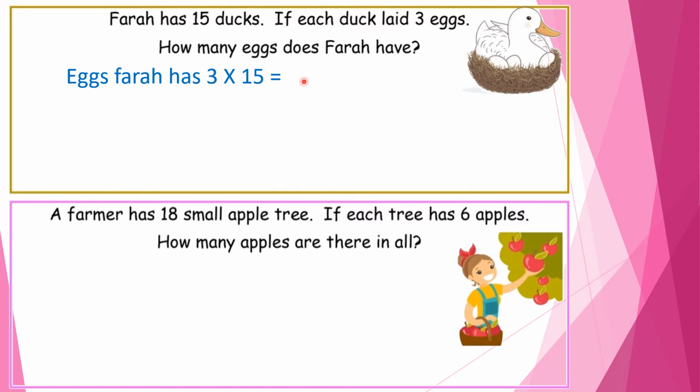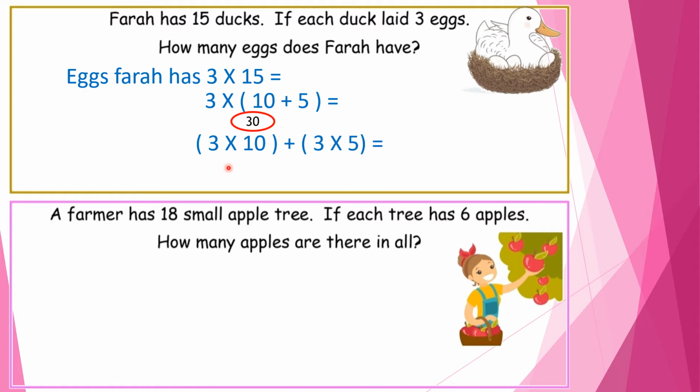So 3 by 15, it's not easy to find. So I will decompose 15 into 2 parts: 10 plus 5. Now I will distribute it to 3 by 10 plus 3 by 5. 3 by 10 is 30 and 3 by 5 is 15. So 30 and 15 will give me 45 eggs.